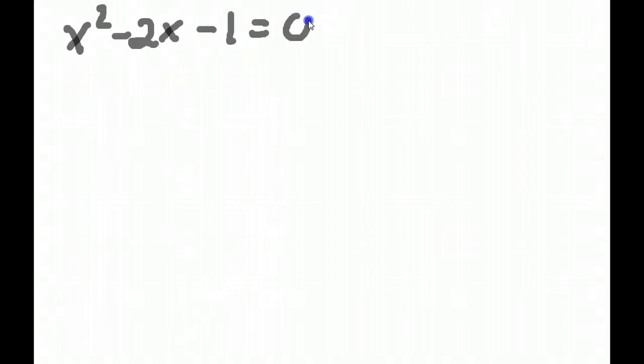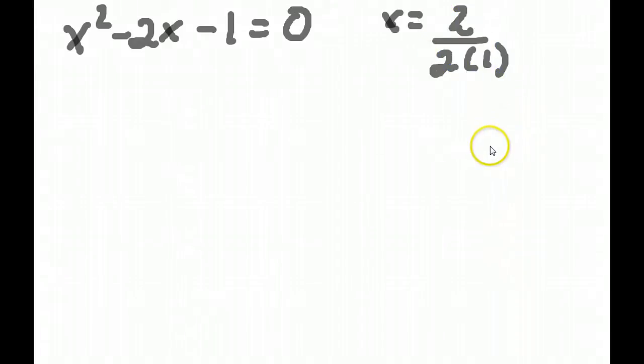Okay, so 23 says x squared minus 2x minus 1 equals 0. So what is our axis of symmetry to start off with? 2. Our axis of symmetry is 2. Because we have x equals negative b, which is 2, over 2 times a, 2 times 1. So it's actually 1. Our axis of symmetry is 1. So x equals 1.